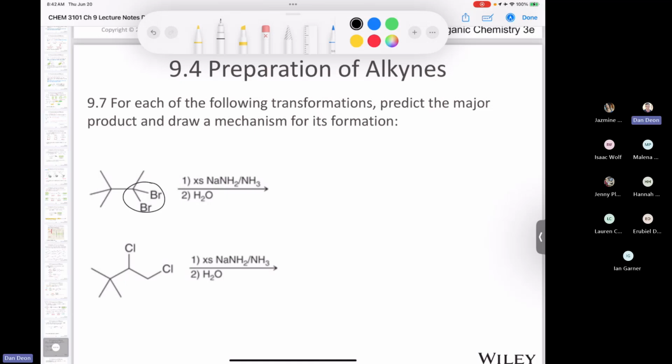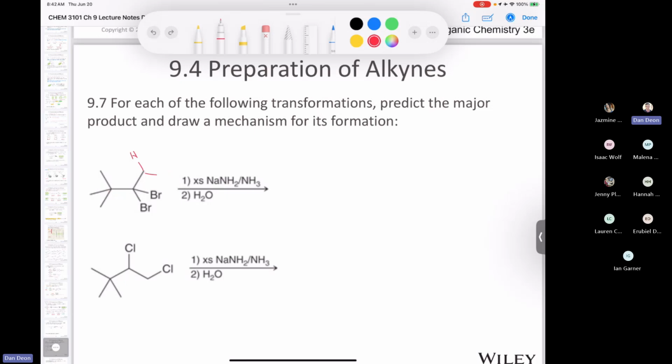Would you describe these bromines as geminal or vicinal? Can anybody answer that? It's not a trick. Would you classify those two bromines as geminal or vicinal? Anybody? They're geminal, right? Thanks, Hannah. Yeah, because they're on the same carbon. So what we're going to do is there are 3 protons on this carbon here. There are no protons on this one, so those are the only beta protons we have.